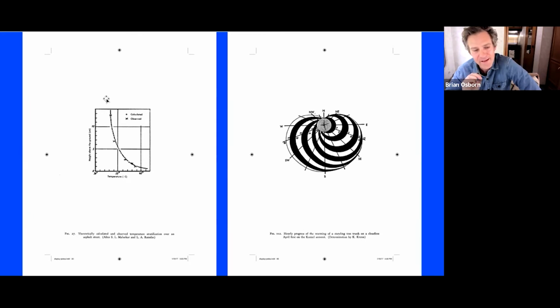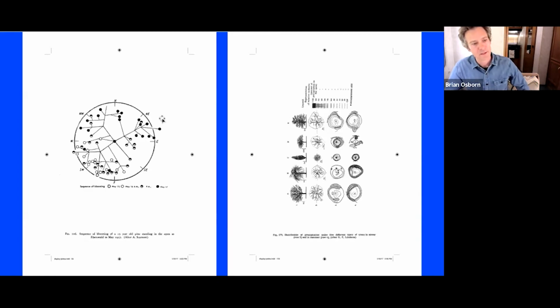So maybe that gives us a good didactic starting point, but it's also made up of what I think are inventive drawings, like the one you see on the right, which is measuring the warming of a standing tree trunk on a cloudless April 1st on the Cantrell summit. It's looking at the cardinal directions and measuring temperature as the tree trunk warms throughout the day. And there's, as I said, 180 of these.